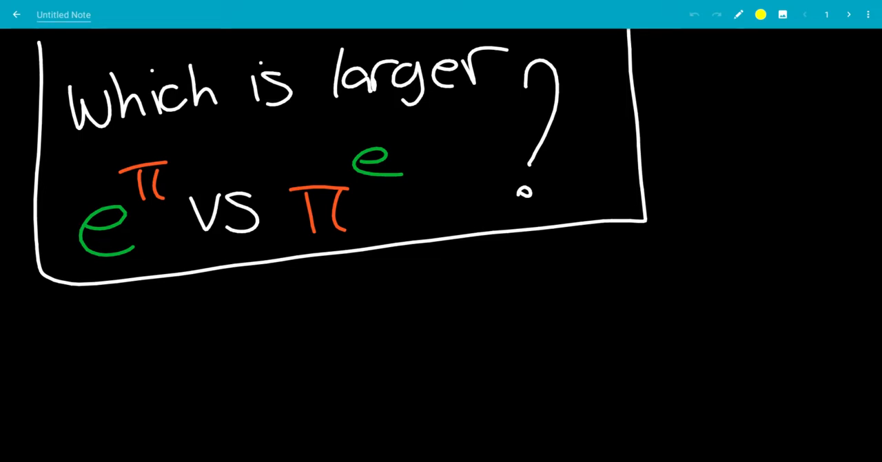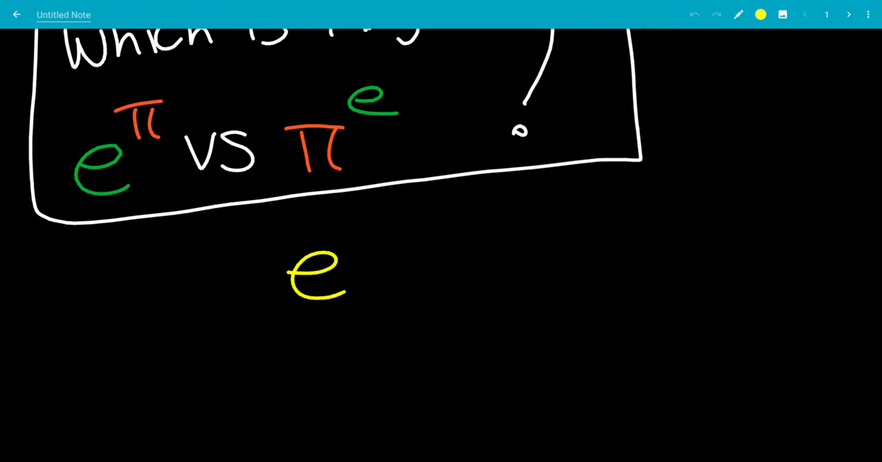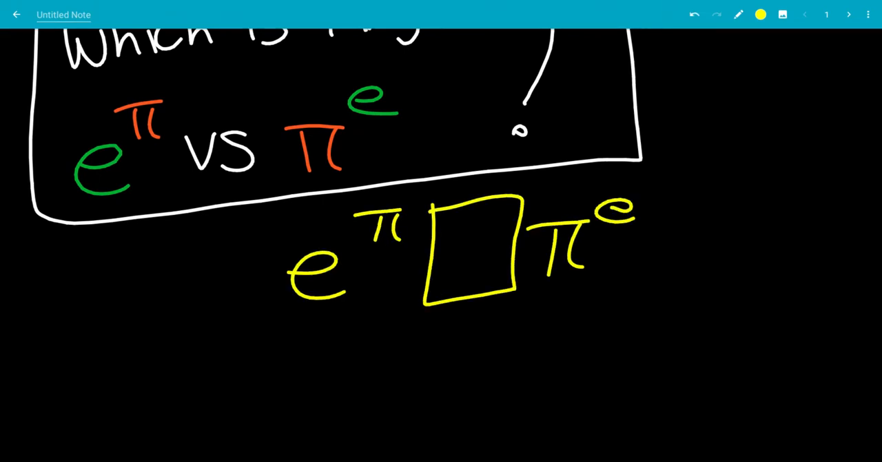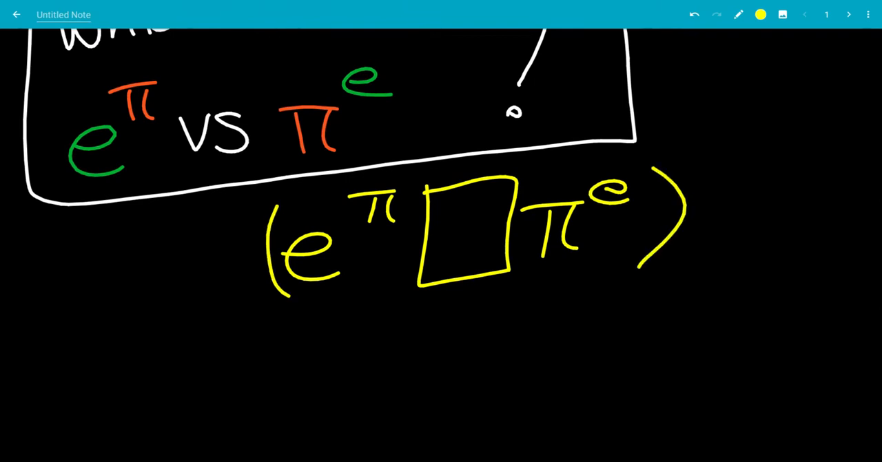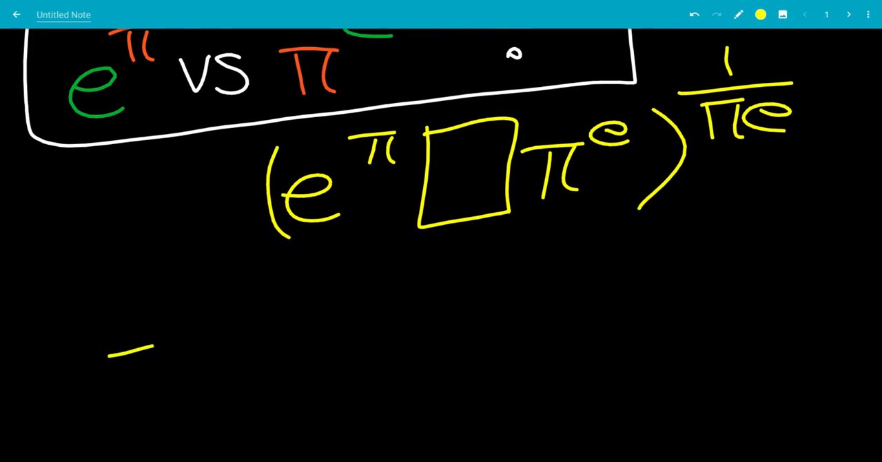In this video, we're going to find out which number is larger, e to the pi or pi to the e. So we're going to write e to the pi, box, pi to the e. Okay, we're going to raise both sides to the 1 over pi to the e. And this is legal. This is allowed.